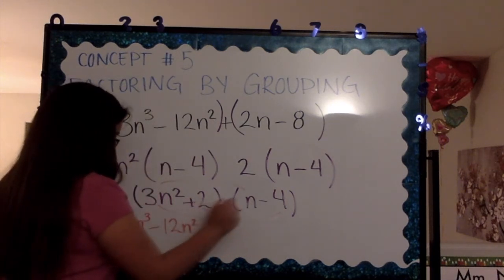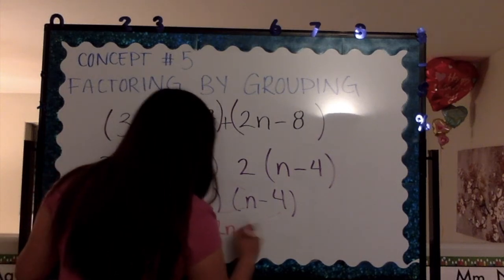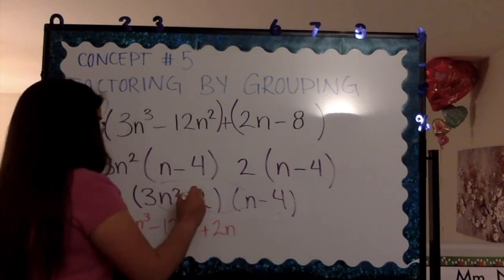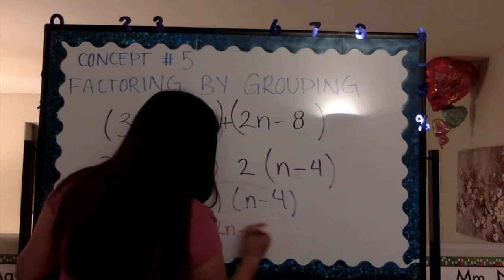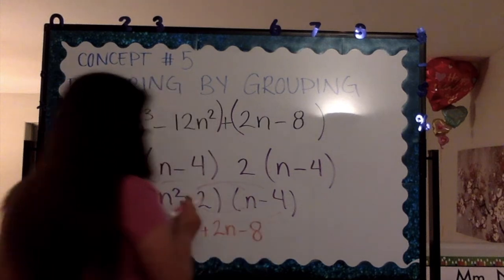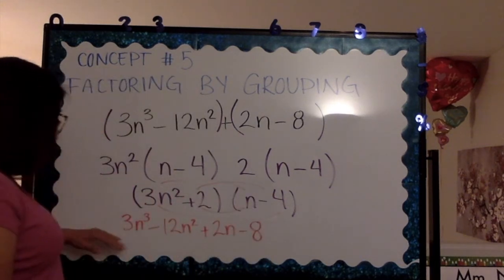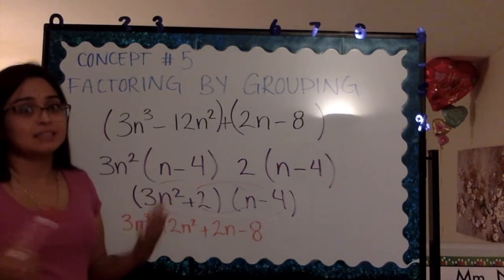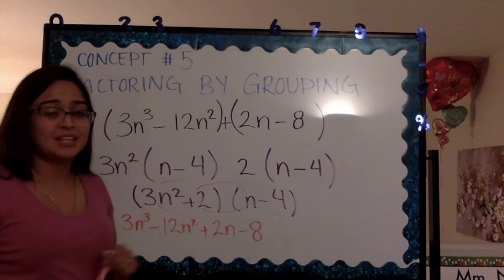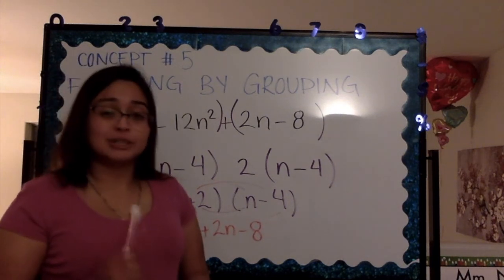Our inner numbers gives us positive 2n, and our last numbers gives us a negative 8. Because we're multiplying a positive and a negative, that's why our answer is negative. You see how this matches this? That's how we know we did it right. So, let's go ahead and move on into your assignment for today.